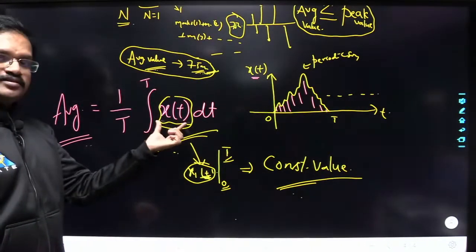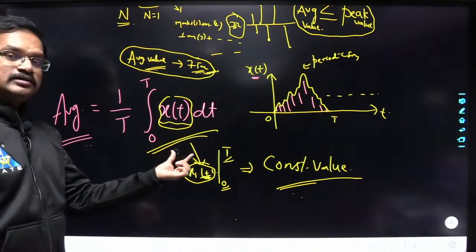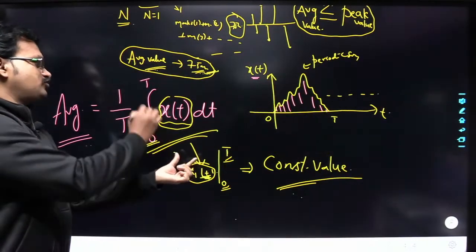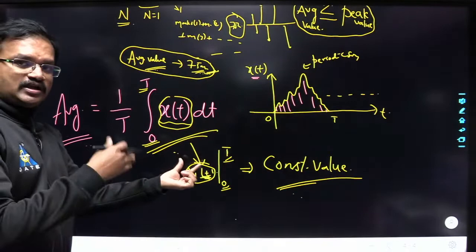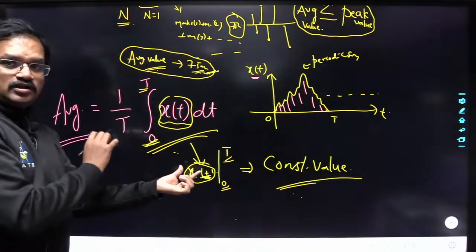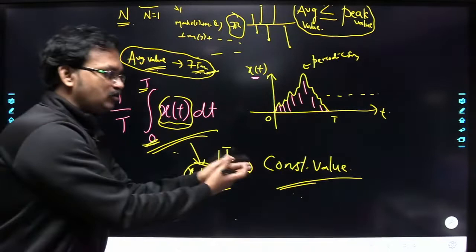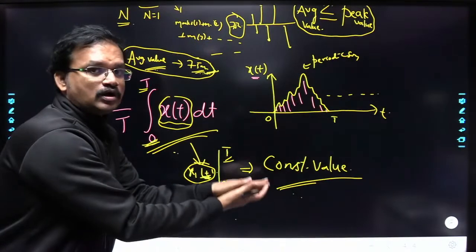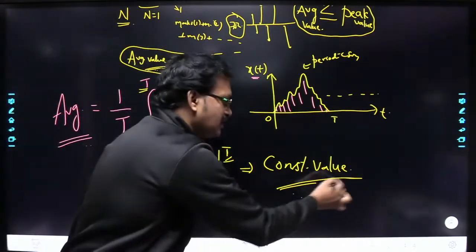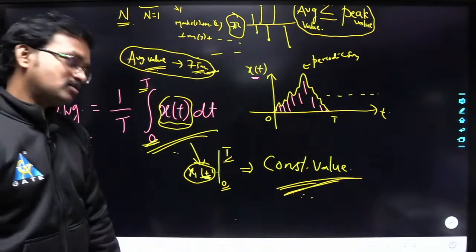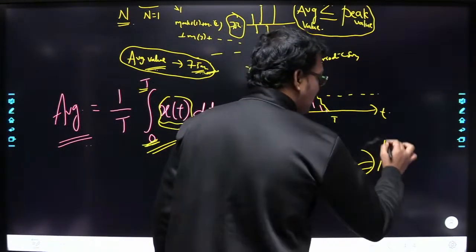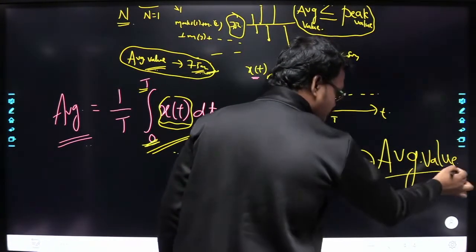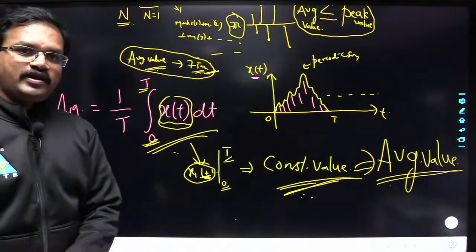So once you integrate this, you get a function of time. In that function of time, wherever t is present, you substitute these values. Then finally you get a quantity which is independent of, or constant with respect to, time. That means you are going to get some constant value, which is nothing but the average value.